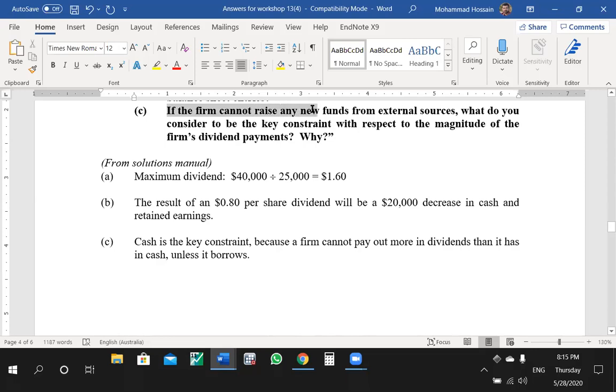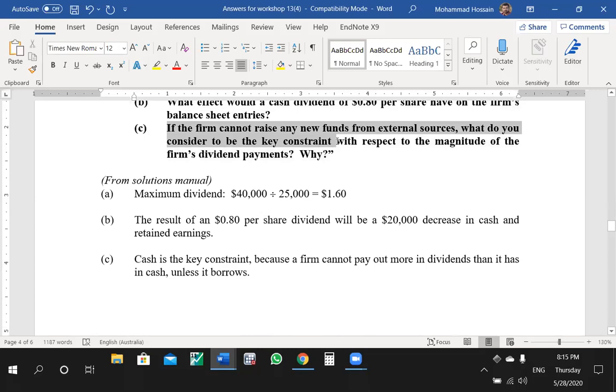If the firm cannot raise any new funds from external sources, what do you consider to be the key constraint with respect to the magnitude of the firm's dividend payments? If they cannot get money from other sources, cash is the key constraint, because a firm cannot pay out more in dividends than it has in cash unless it borrows. Nobody actually borrows to give dividends anyway.